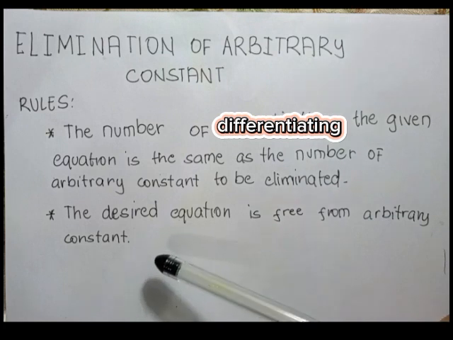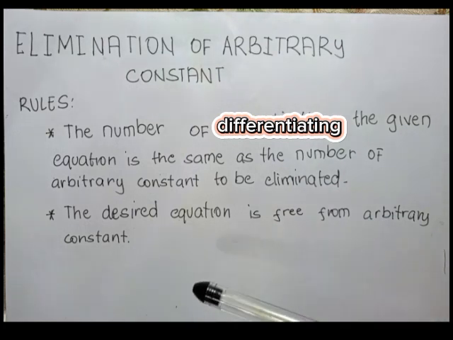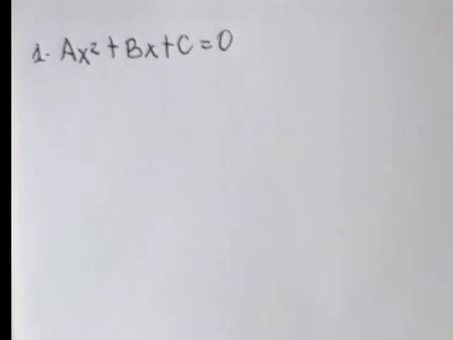Second rule, the desired equation is free from arbitrary constant. So yung final answer natin, dapat wala nang arbitrary constant na makikita, or dapat eliminated na lahat ng constant. To further understand this topic, here are some examples of elimination of arbitrary constant.